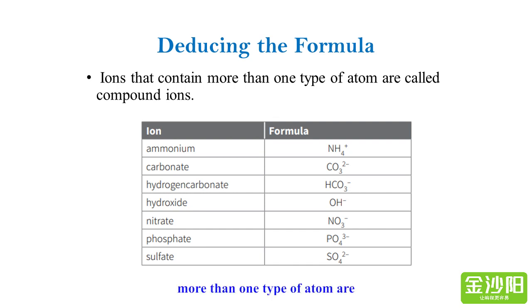Ions that contain more than one type of atom are called compound ions. Some common compound ions that you should learn are listed in the table on this slide. The formula for an ionic compound is obtained by balancing the charges of the ions.